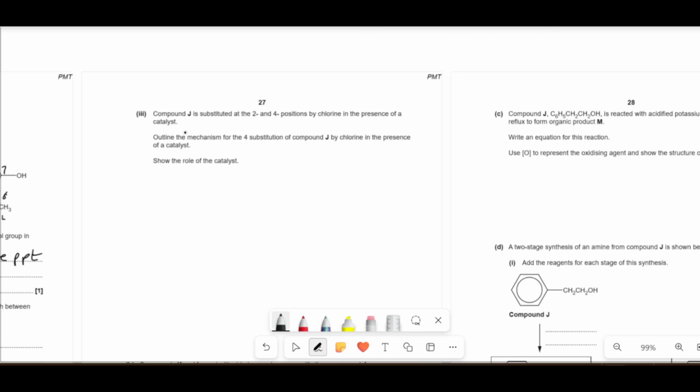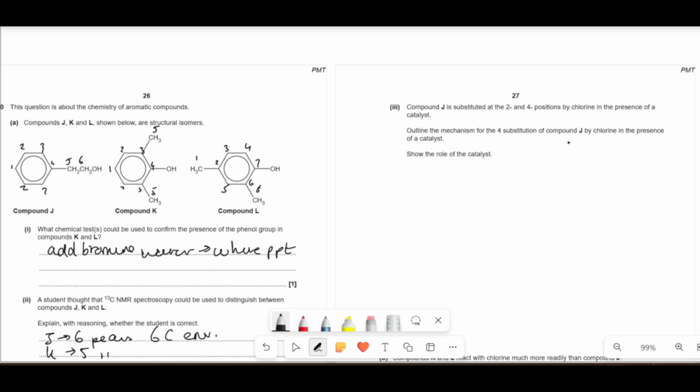There you go. So now compound J is substituted at the 2, 4 positions by chlorine in the presence of a catalyst. Outline the mechanism for the 4 substitution of J with chlorine and the catalyst. So they've told you that we have a 4 substitution of compound J. So there's your 1, 2, 3, 4. So we're substituting on here. Now we need to think what's going to go in and substitute that. It's told you it's chlorine. So it's something substitution. That's the mechanism.